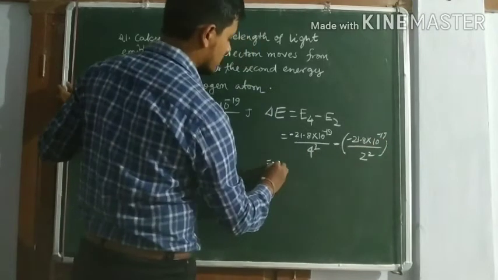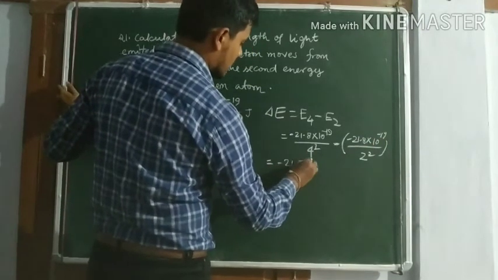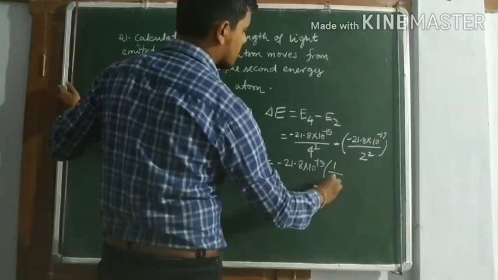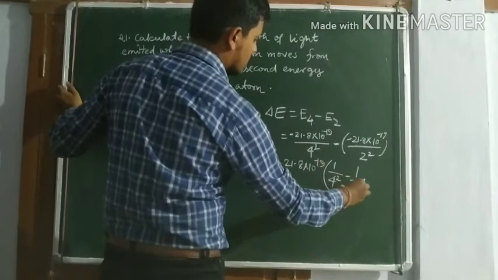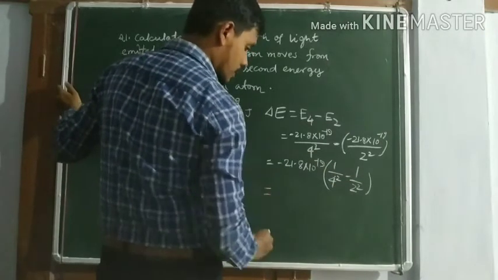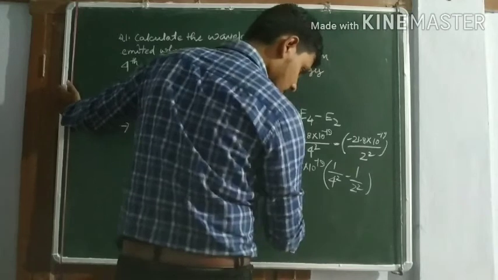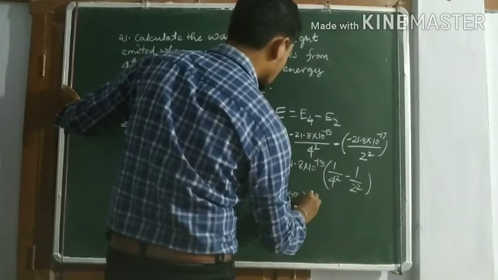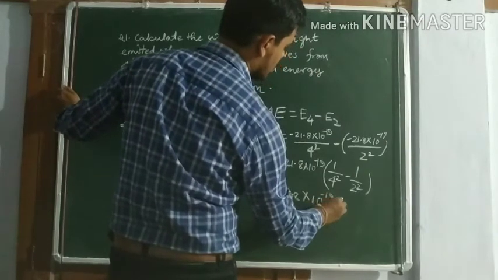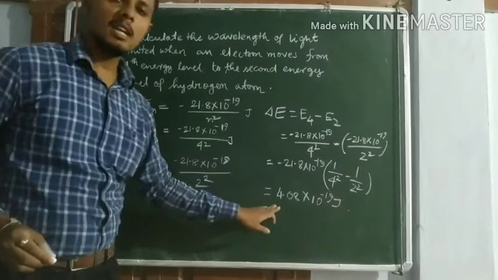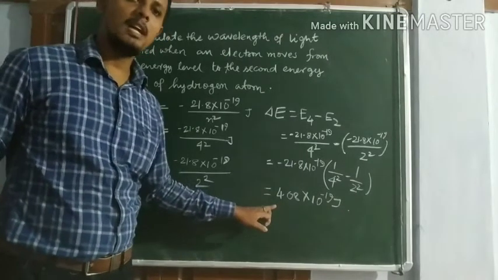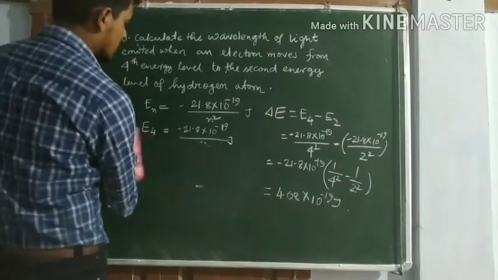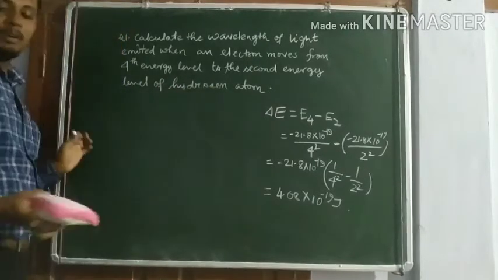So it will be minus 21.8 into 10 to the power minus 19 times 1 by 4 square minus 1 by 2 square, and on solving we get the result as 4.08 into 10 to the power minus 19 joule. So this is the amount of energy the electron loses when it comes from the fourth energy level to the second energy level. So this amount of energy is equal to what wavelength of light?